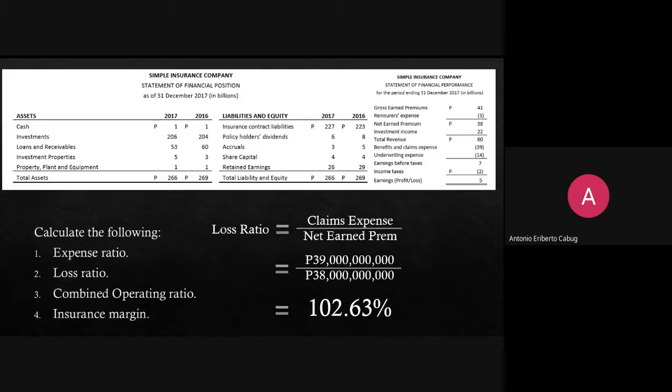So, in the case of a life insurance, 39 billion was being paid to the family of those people who died. Those are the claims expenses. Benefits and claims expenses, meaning the damage happened. In the case of fire insurance, compensation for the fire. Life insurance, compensation for the loss of life.